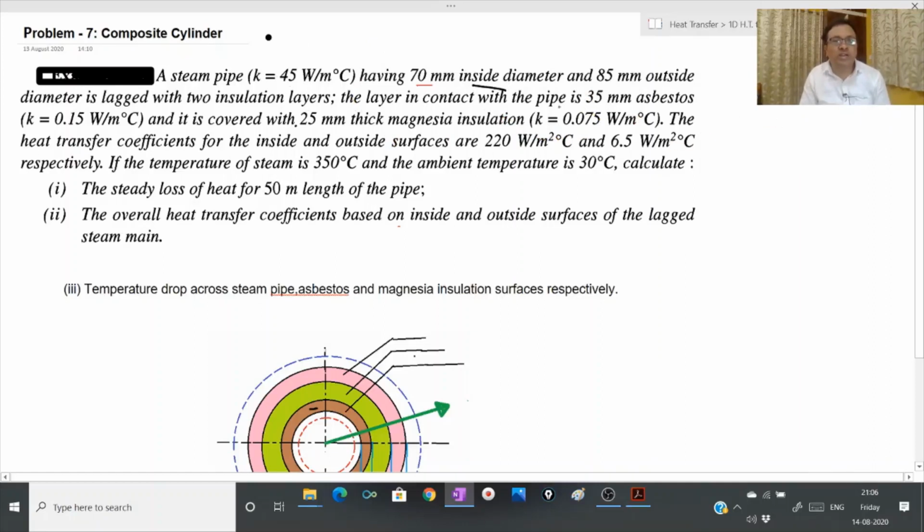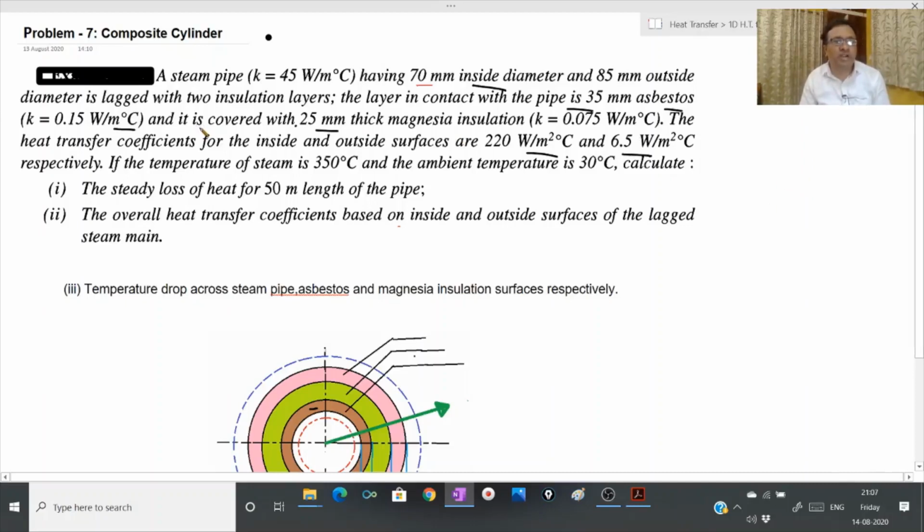The layer in contact with the pipe is 35 mm asbestos insulating material having K 0.15 watt per meter degree Celsius, and it is covered with 25 mm thick magnesia insulation having K 0.075 watt per meter degree Celsius. The heat transfer coefficients for the inside and outside surfaces are 220 watt per meter squared degree Celsius and 6.5 watt per meter squared degree Celsius respectively.